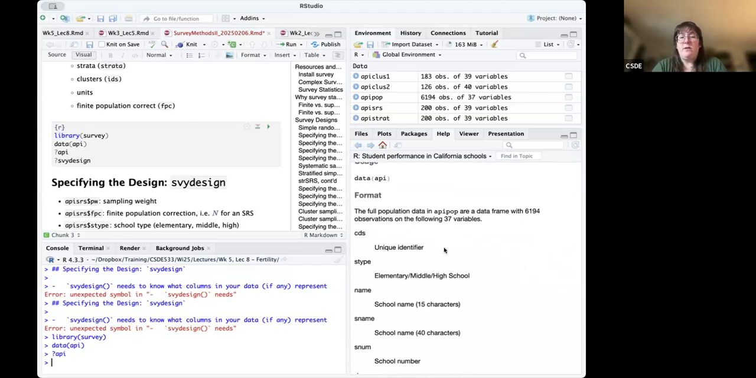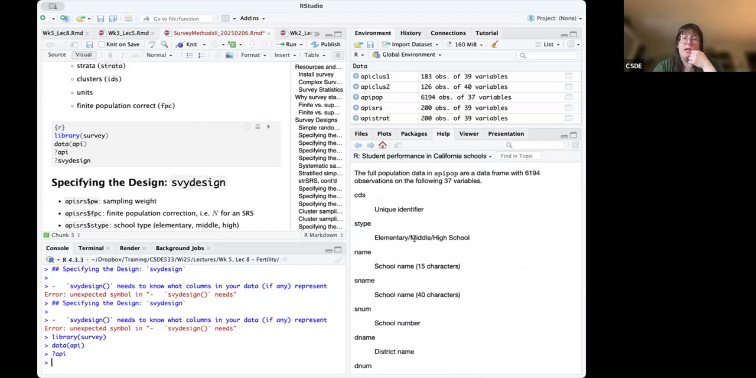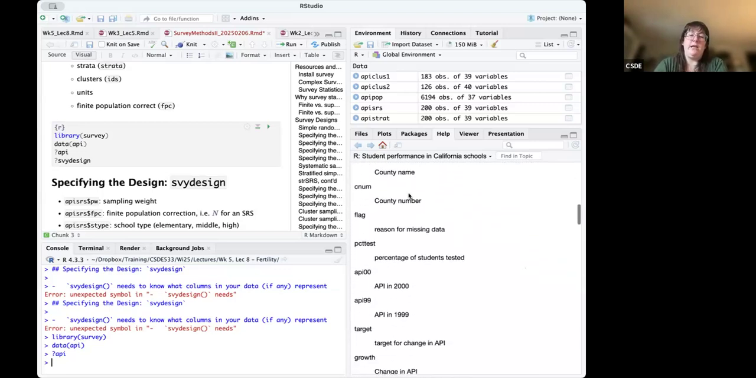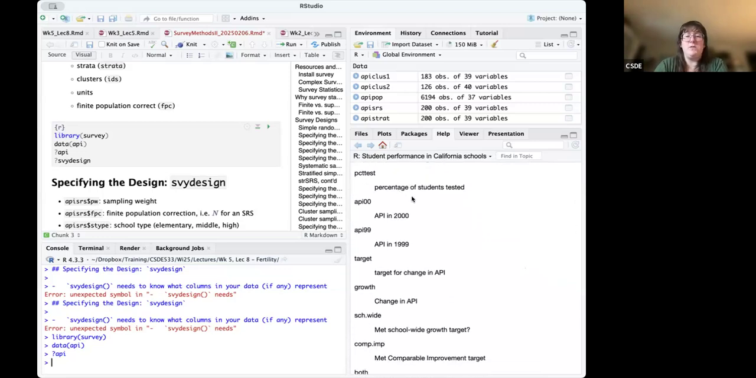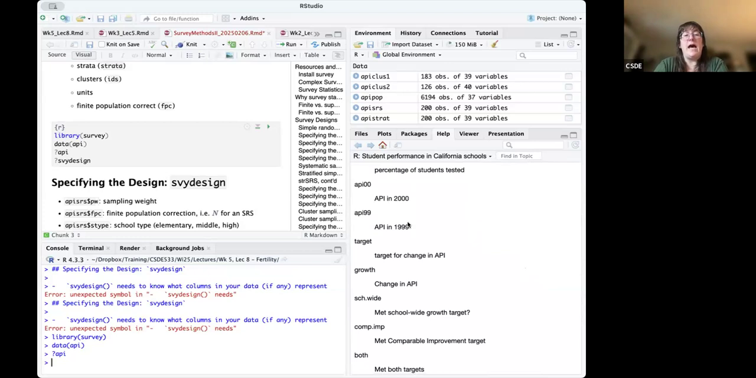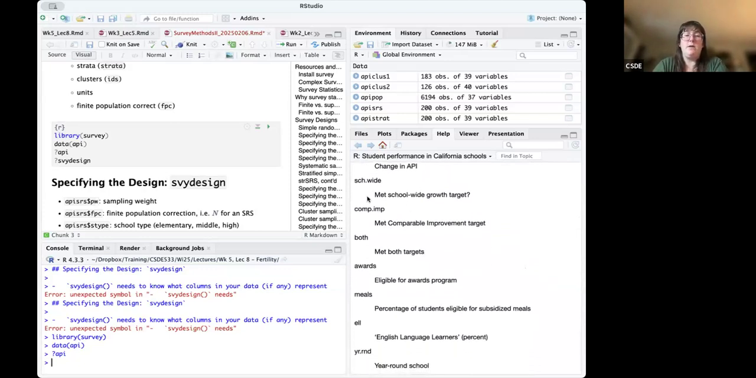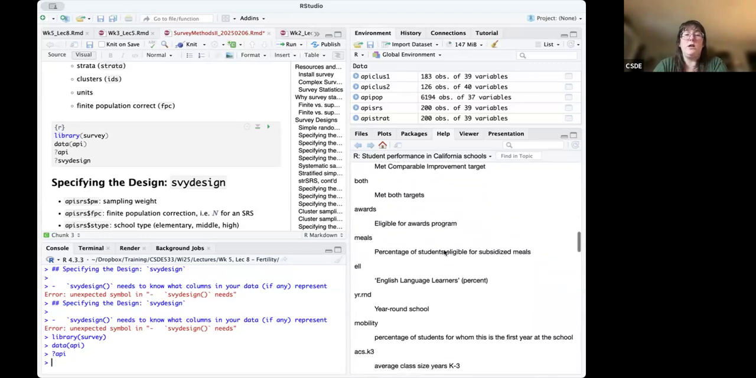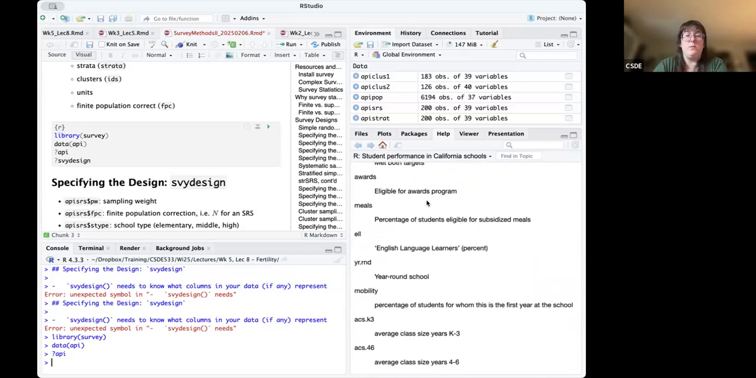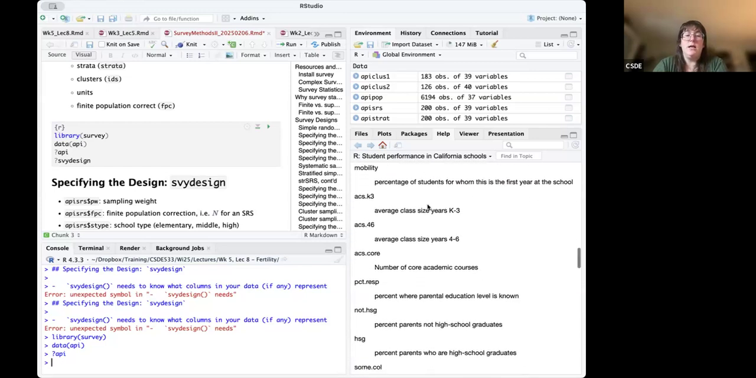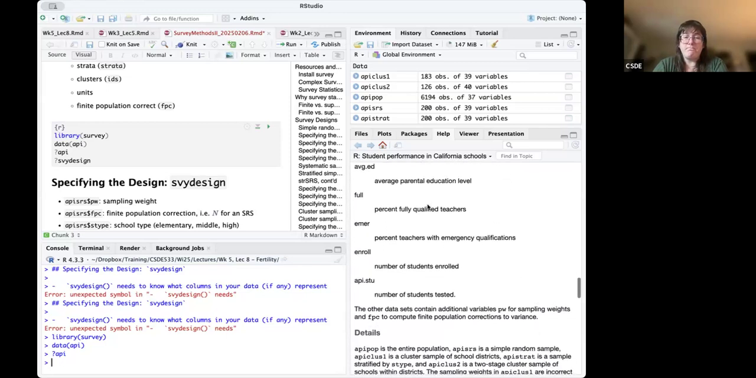So here we find that we have a unique identifier for each school. We know whether the school is an elementary, middle, or high school with this stype variable. We've got names and numbers and district names and county names. We have the percentage of students who are tested. We have the academic performance index in 1999 and 2000. We have the target for the change between the 2 years, the actual change, some indicators of whether the school met certain targets, whether they're eligible for certain awards programs or subsidized meals, the percentage of English language learners, etc.